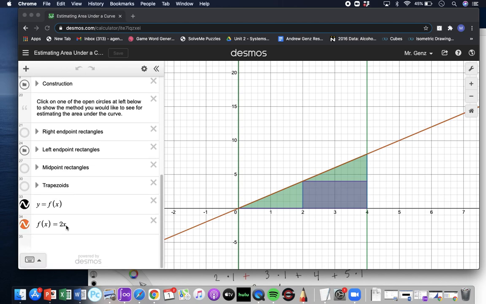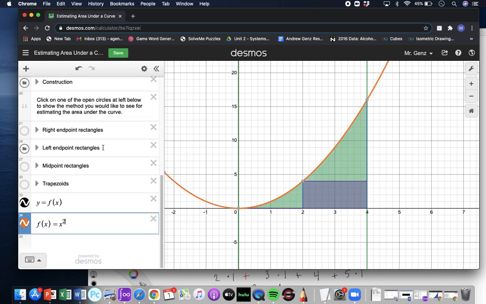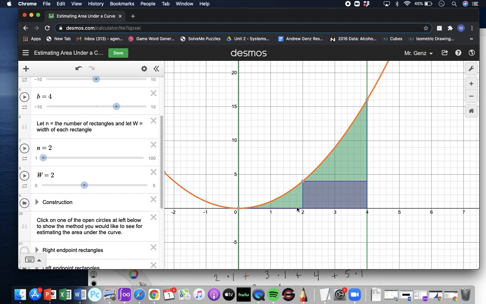All right, so let's say, for example, I have the function x squared, okay? And I'm still going to go from 0 to 4, okay? Now you'll notice that if I try to put in 2 rectangles, the space is kind of limited there, right? So let's put in 4 rectangles, and let's make it all a width of 1.